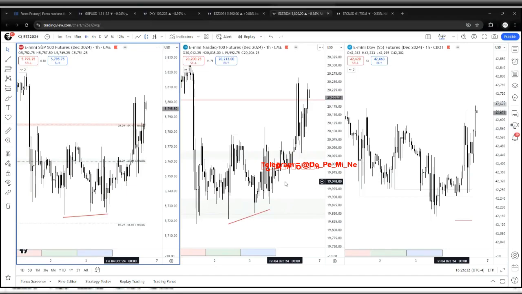But also, if you mesh the new week opening gap, and you should be taking notes now, with fair value gaps, that leads to high probability entries, right? New week opening gaps plus fair value gaps.